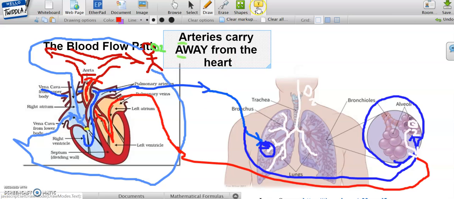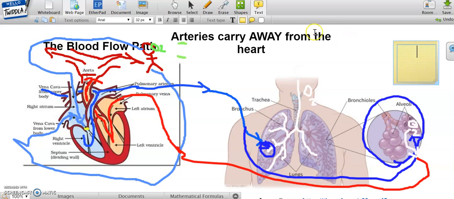So just a quick little summary. I'm going to add this little note for you. Okay. So in this diagram, we used red as oxygenated and blue as deoxygenated, which means there's no oxygen.